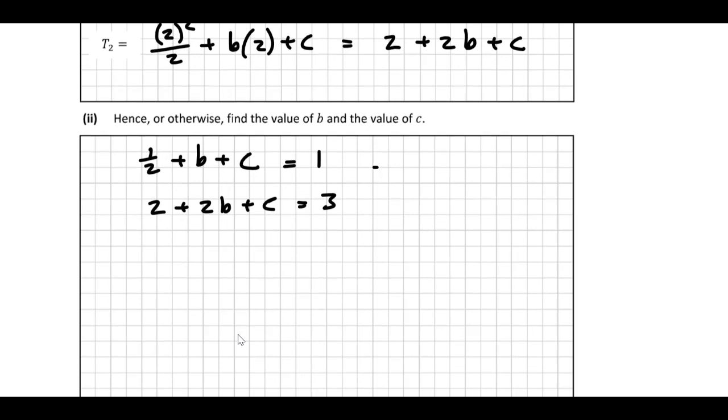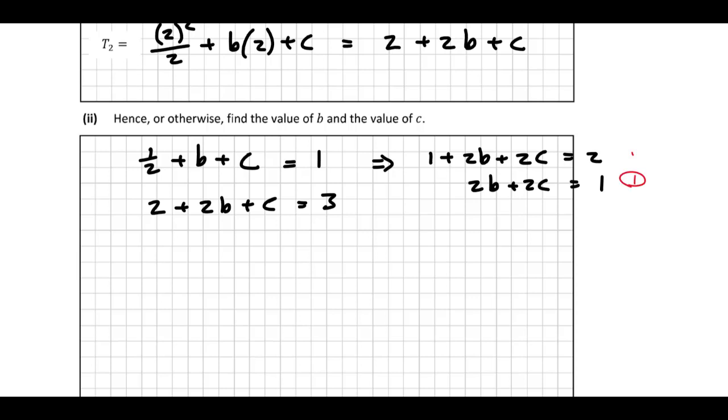Let's just change those around a little bit. I don't like fractions, so I'm going to get rid of this fraction. I'm going to multiply across by 2. So that will give me 1 plus 2b plus 2c is equal to 2. Or that will just give me 2b plus 2c is equal to 1 when I bring that over here. Now that's equation number 1. So this is equation number 1 here.